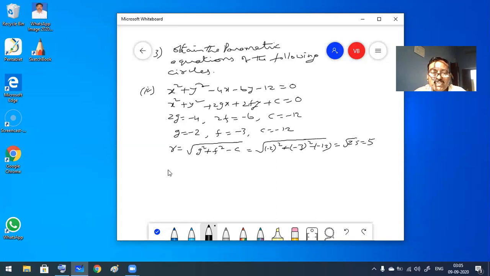The center is (minus g, minus f). So g is equal to minus 2, therefore minus g is equal to 2. f is equal to minus 3, therefore minus f is equal to 3. So the center is (2, 3). Right.